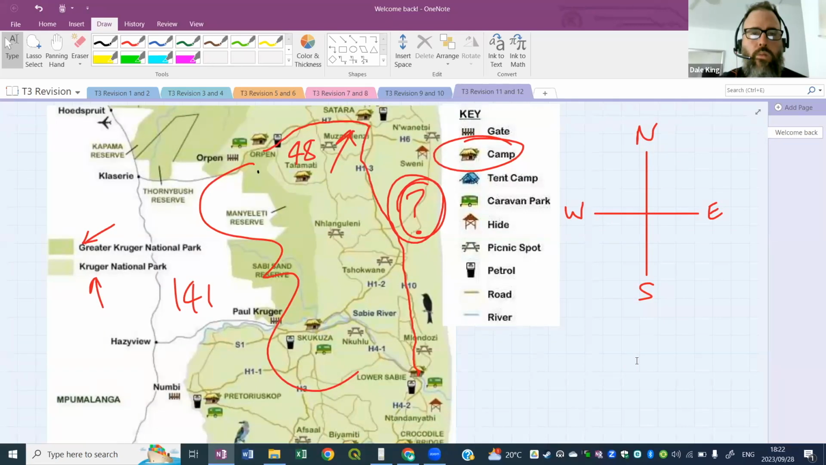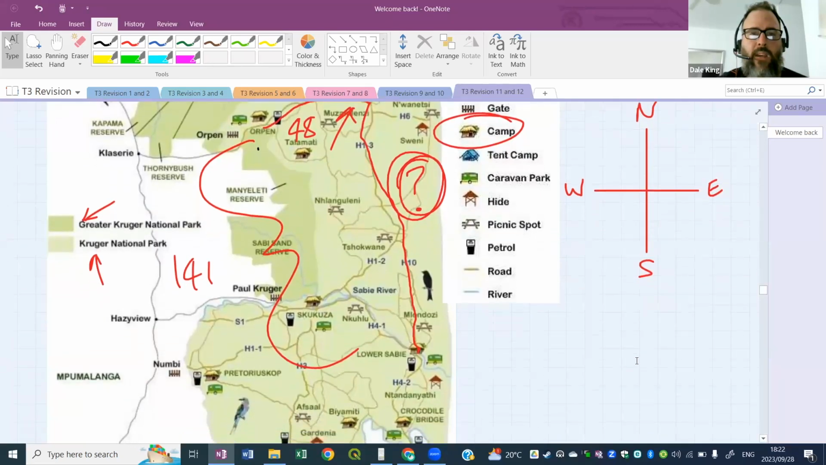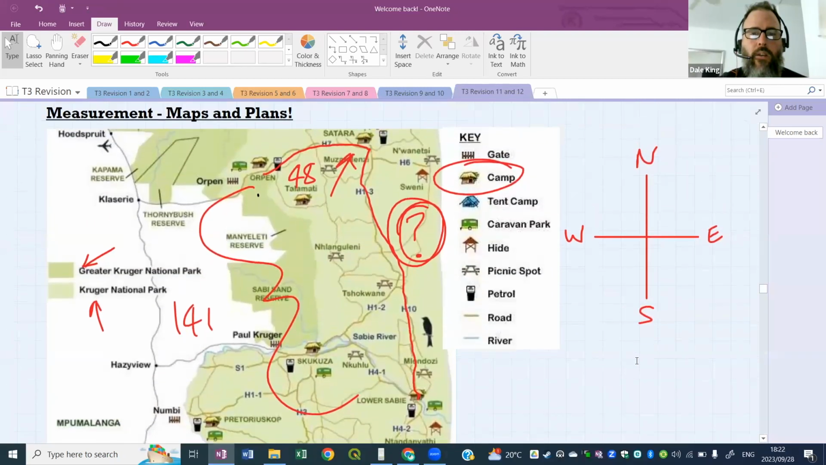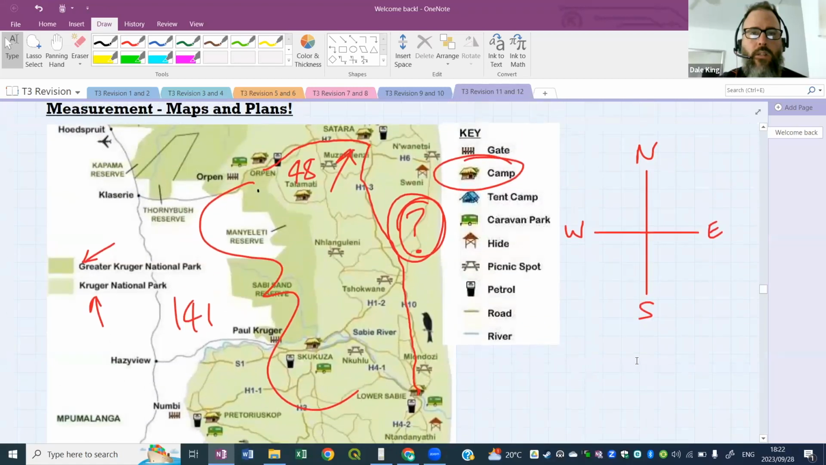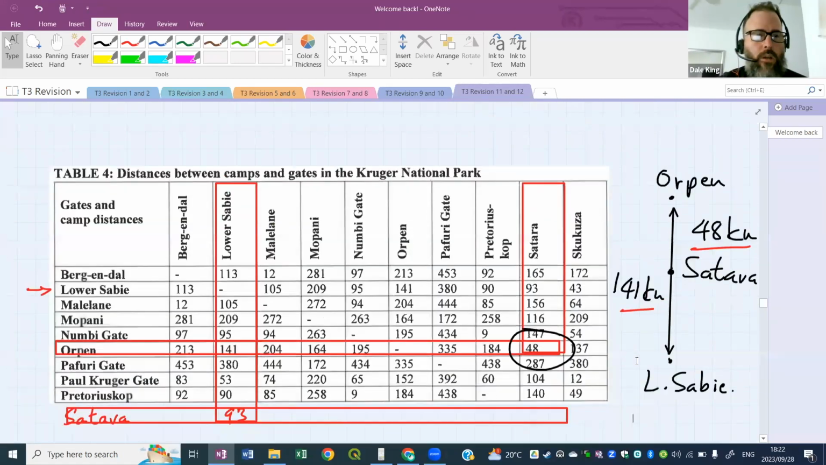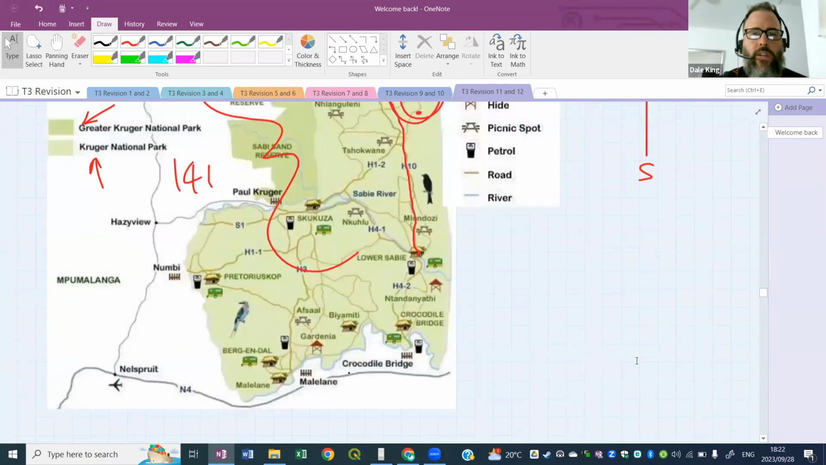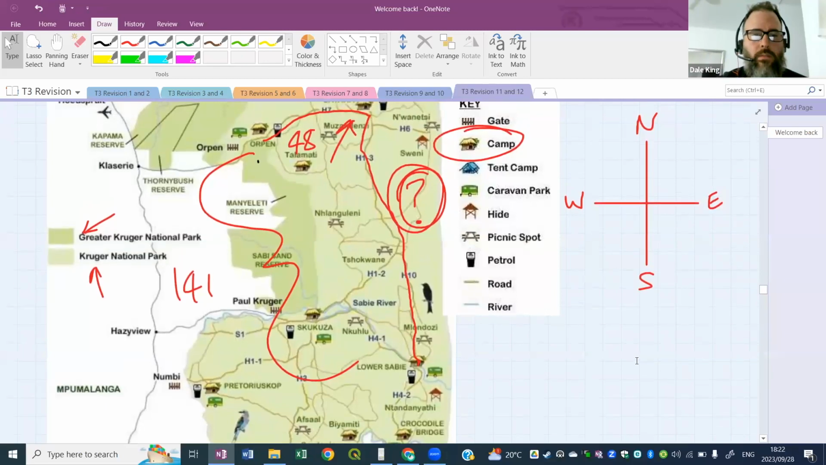Oh, no. What if we did Crocodile Bridge to Satara? Crocodile Bridge is the bottom, Satara at the top. Do we have Crocodile Bridge to Satara? No, we don't even have that. That's frustrating. We don't have that on our table.